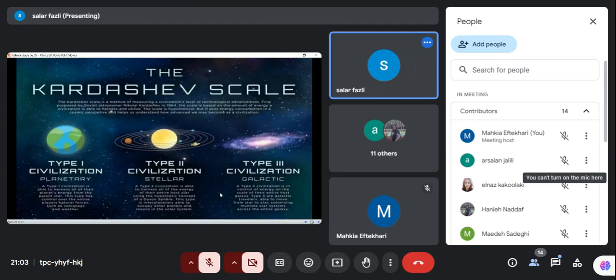So, we are going to talk about the type 1 civilization, which is known as a planetary civilization. A type 1 civilization can utilize all the available energy on its home planet. This includes all forms of energy, such as solar, wind, geothermal, and fossil fuel. Approximately 10 to the power of 16 watts or 10 terawatts, which represents the total energy produced and consumed by humanity today.